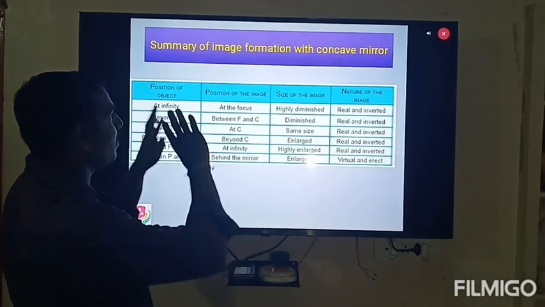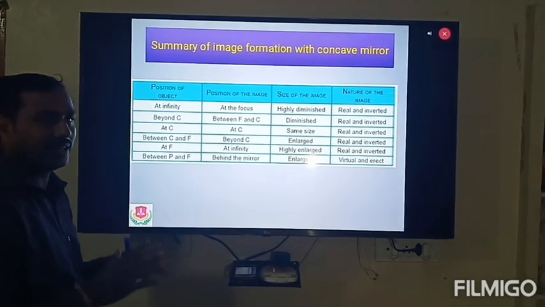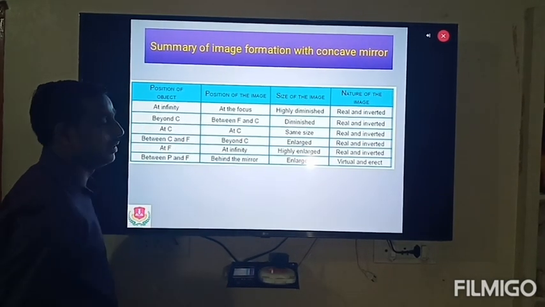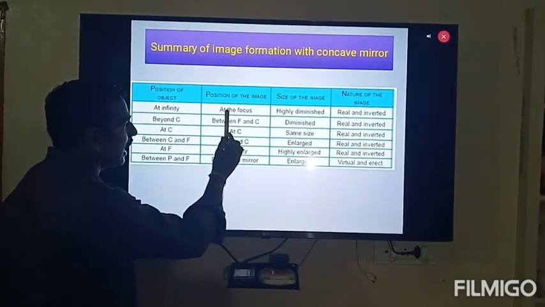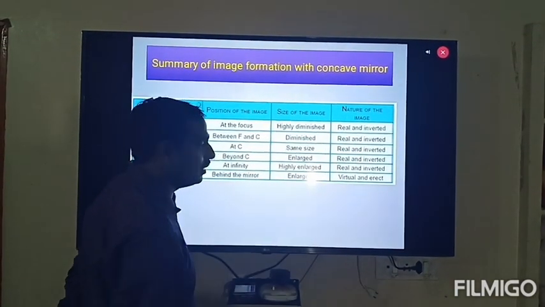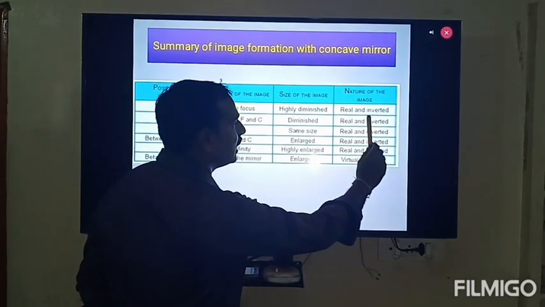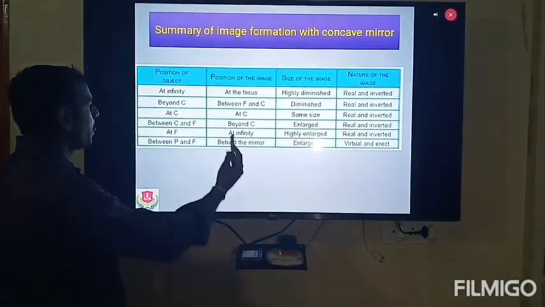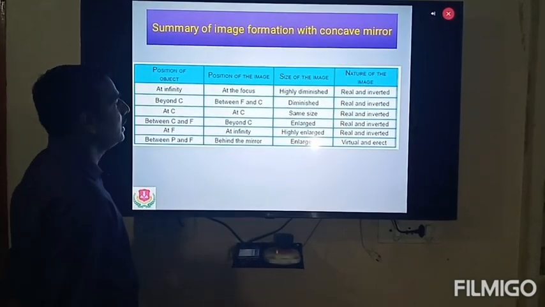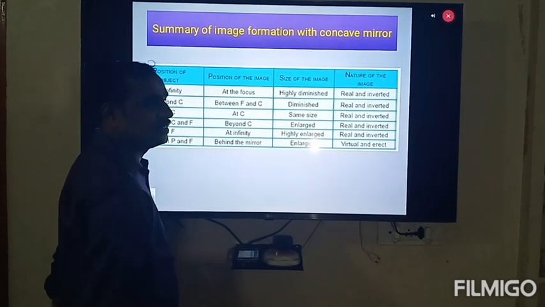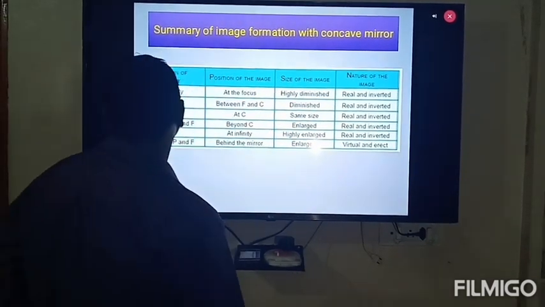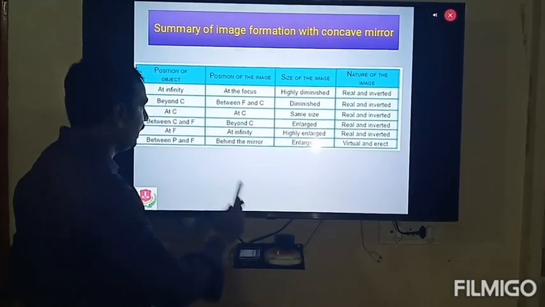Before that, we will summarize all the ray diagrams and the nature of images. First, we place the object at infinity. The position of the image is at focus. The size of the image is highly diminished, and the nature of the image is real and inverted. The second case is where we place the object beyond C. Then the position of the image is between F and C, and we get a diminished, real and inverted image.